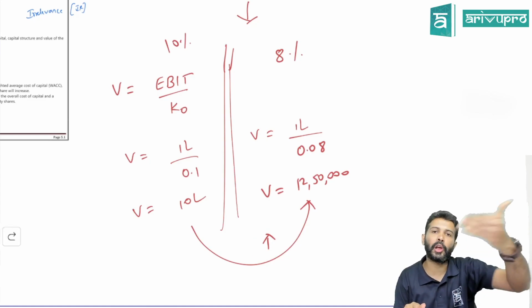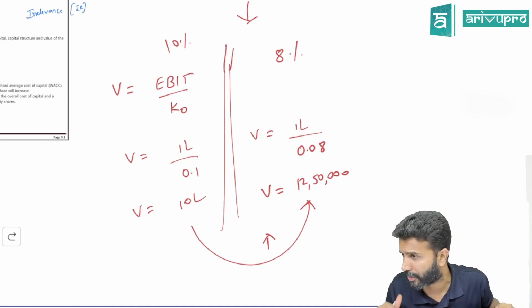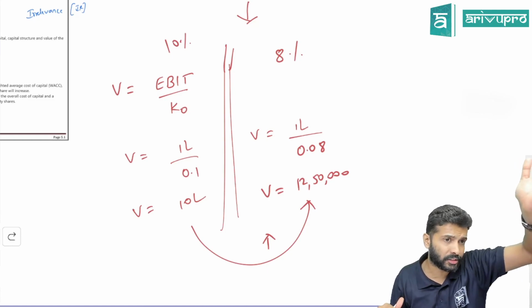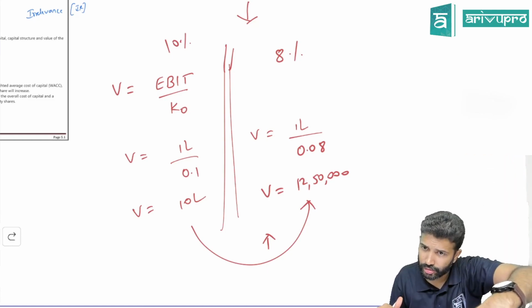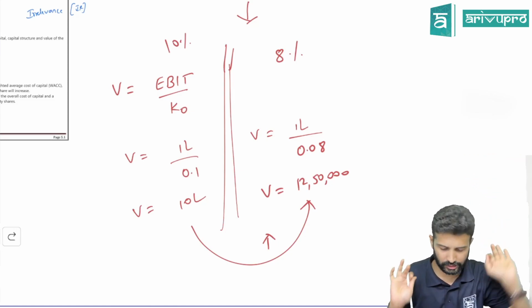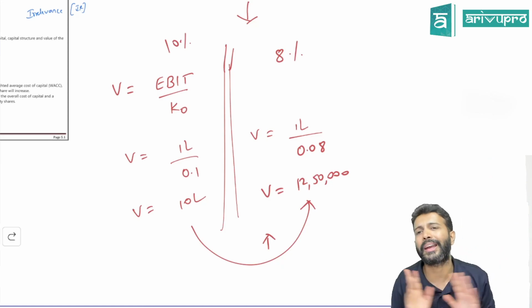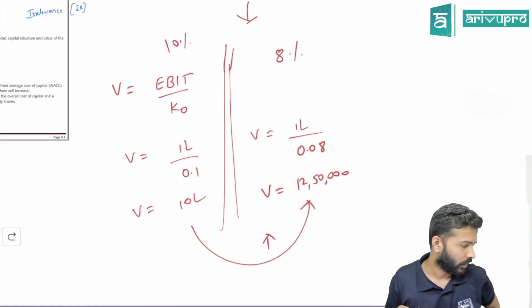Meaning between overall cost of capital and value, there is an inverse relationship or ulta relationship. If cost of capital increases, value of the firm will reduce. If overall cost of capital reduces, then value of the firm will increase. That is what this theory is trying to argue. That's all you need to write. 3 pointers. Manageable? Any confusion?